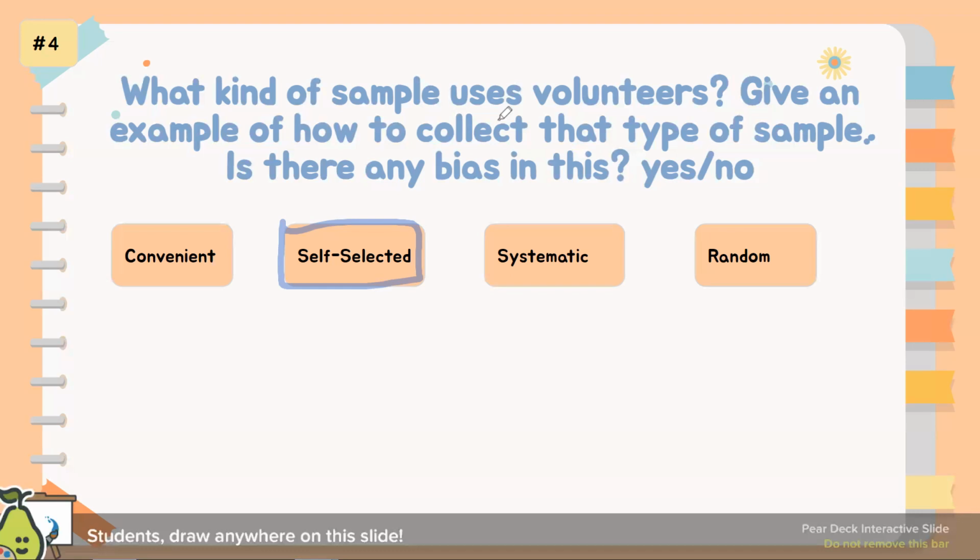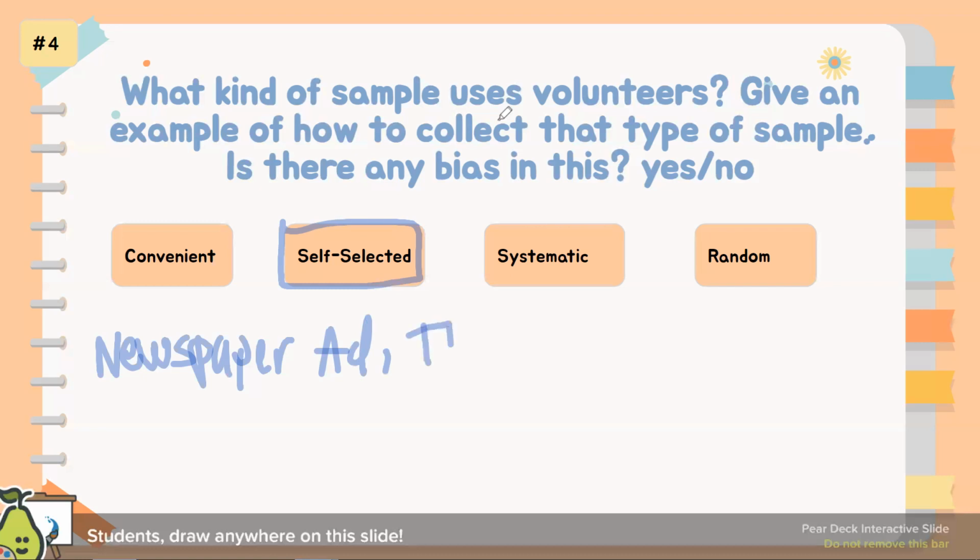So a self-selected sample uses volunteers. They are typically collected by posting a survey to a specific demographic, asking them to partake in it. A couple of examples could be a newspaper. We saw this in the Desmos. It could be a newspaper ad where they are asking the specific readers that read that newspaper to take it.